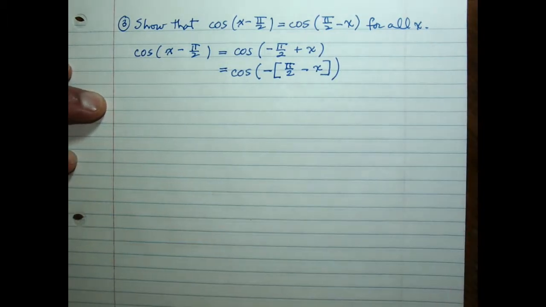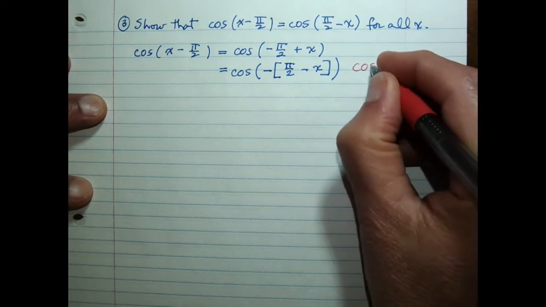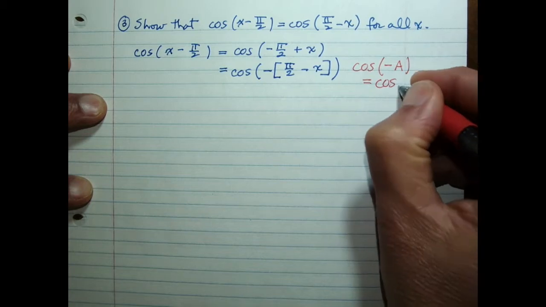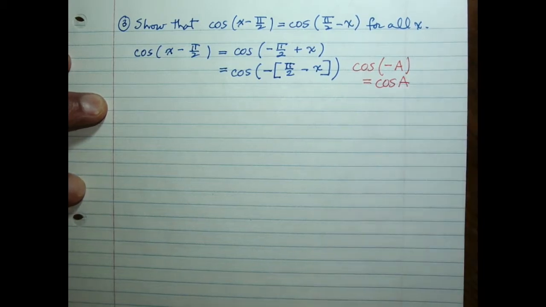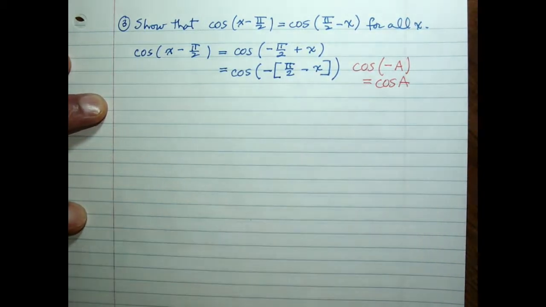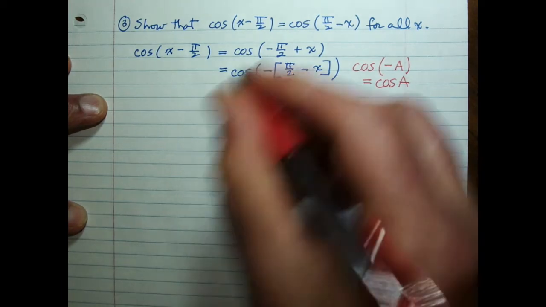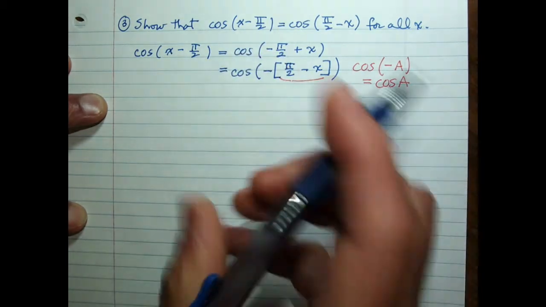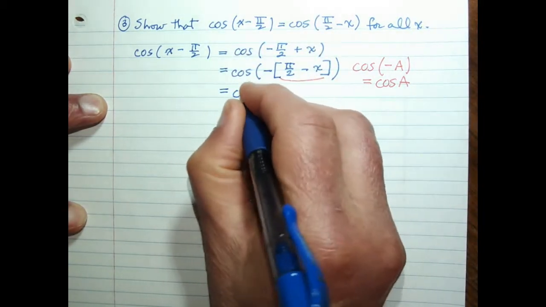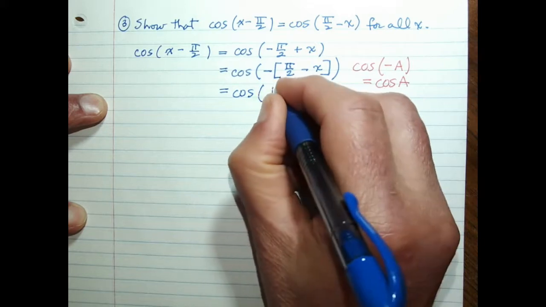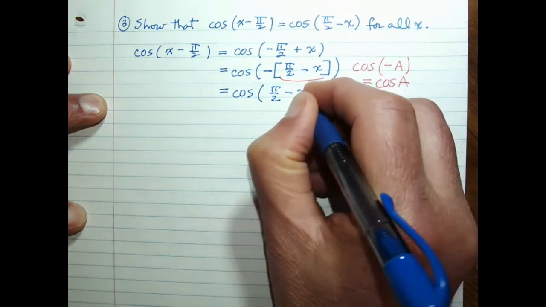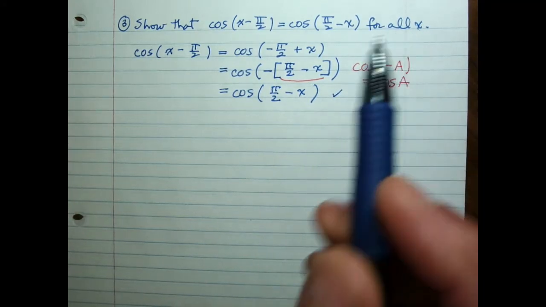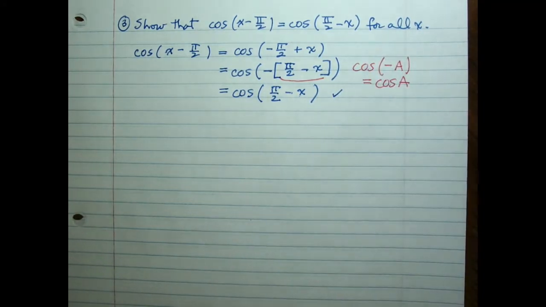And now we know cosine of minus a is equal to cosine a for all x. That's the even property of cosine. Now, the a here that I'm talking about is the expression in the square brackets. So this has to equal cosine of pi over 2 minus x. Well, we're done. We just showed what we wanted to show has to be true for all x.